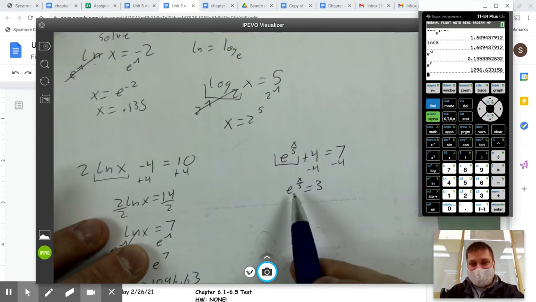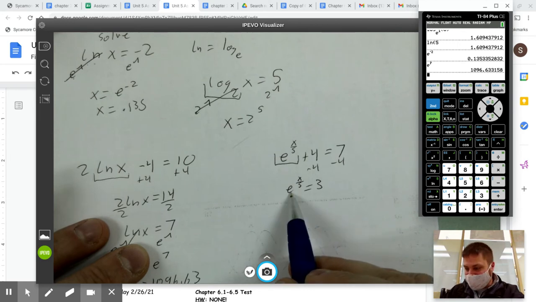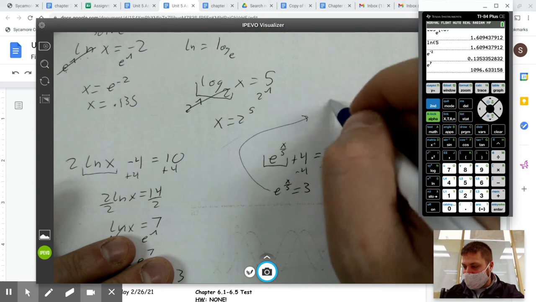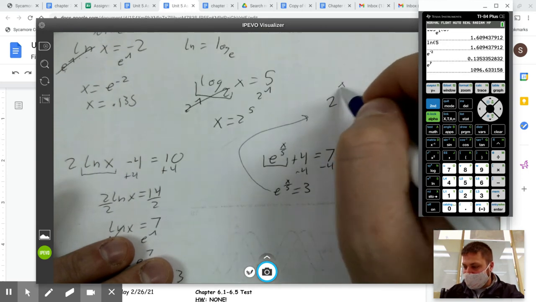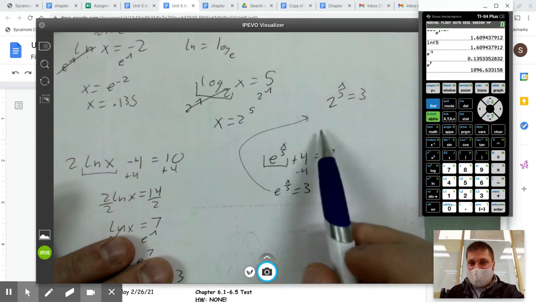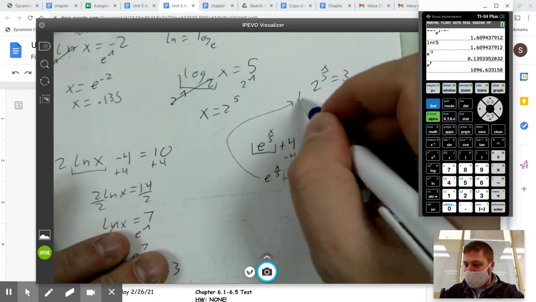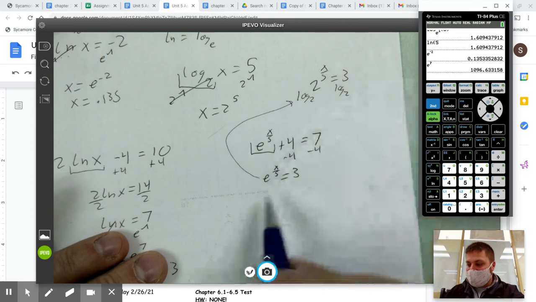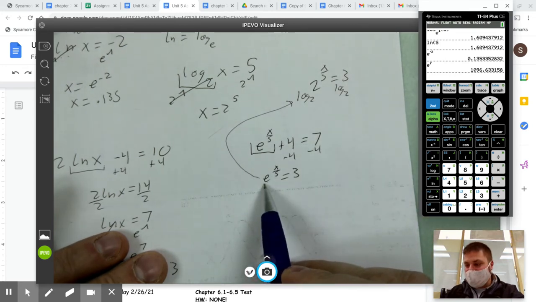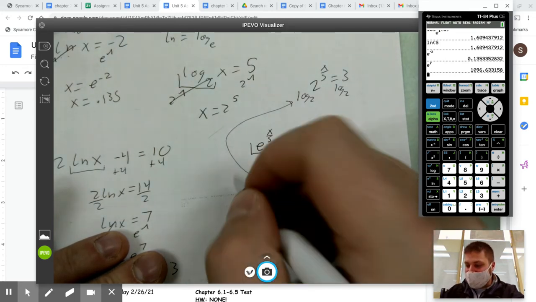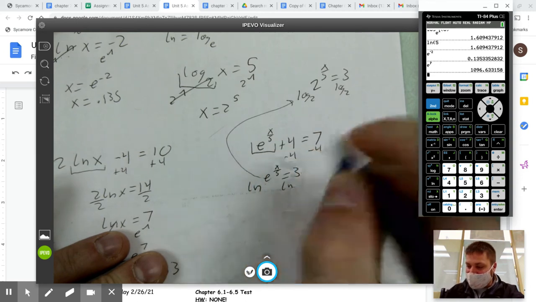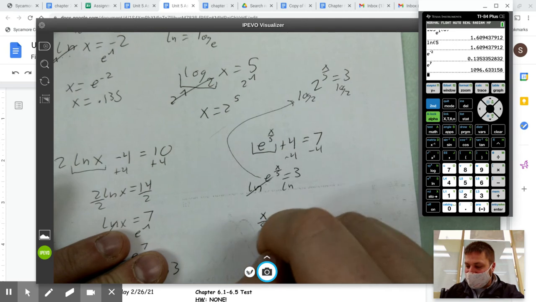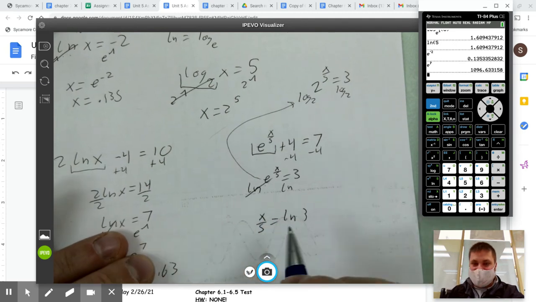Now to cancel out a base of e, let's transition this for 1 second. Let's act like we had 2 to the x over 5 power equals 3. If I want to cancel out a base of 2, I would log base 2 both sides. So if I want to cancel out an e, I need to log base e, which is the definition of ln. So I use an ln, my natural log, on both sides to cancel out that e. And I have x over 5 equals the ln of 3.